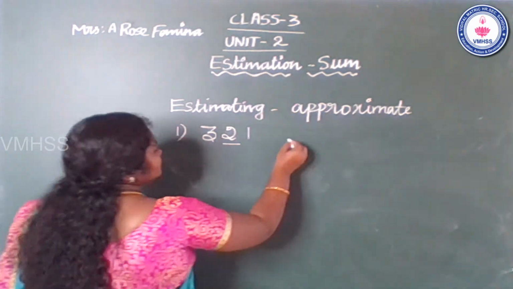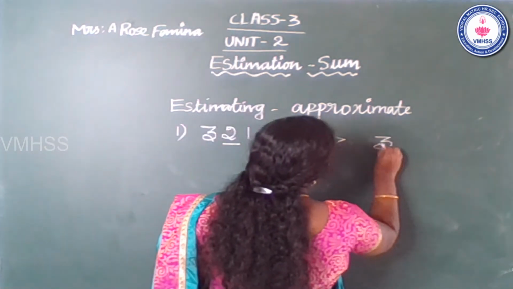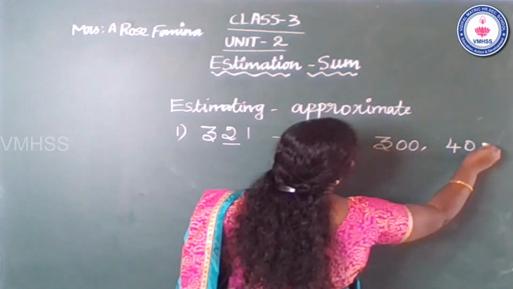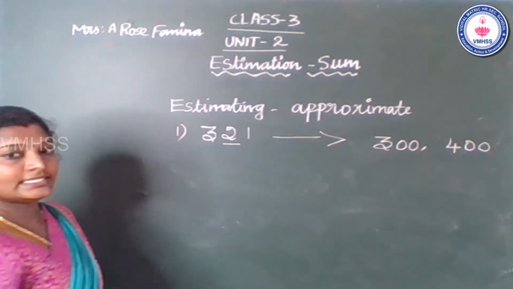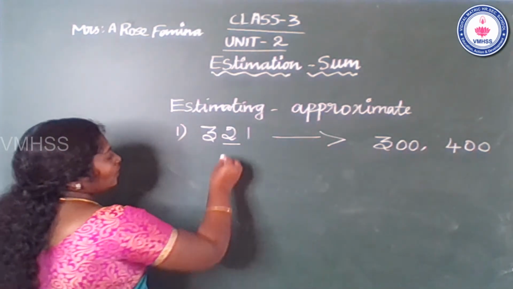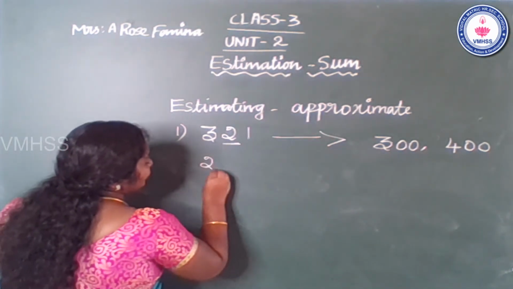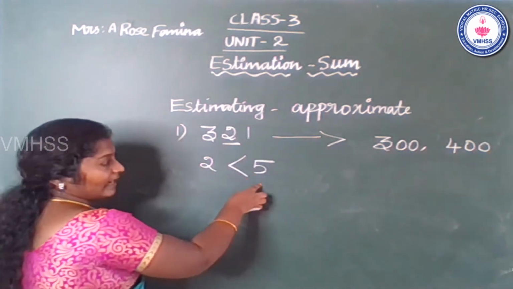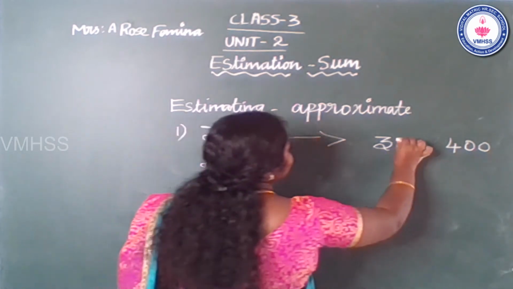Okay, so in between the number 300 or 400. Okay, ma'am? So it's the round of 100. Okay, 300 or 400. So 2, and compare 5. It is less than 5. So greater values of 5. So the correct answer is 300.